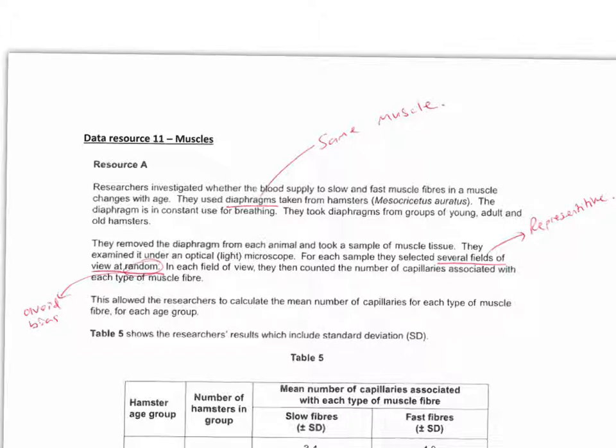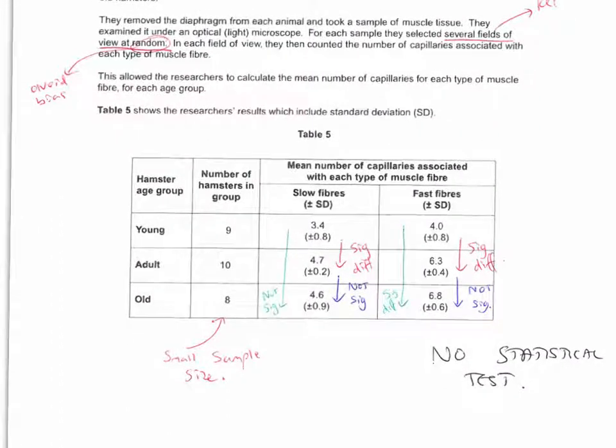It's also important that they use the same species of animal. So they used hamsters for each one because different species would have different proportions of slow and fast muscle fibres. And another thing about reliability is the sample size. So yes, they have used several different hamsters, but it's actually quite a small sample size, so it's not really that representative. But it was a point for it that they used at least 8 animals in each group.